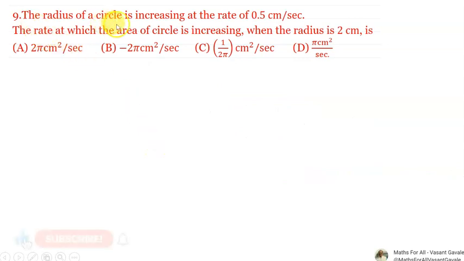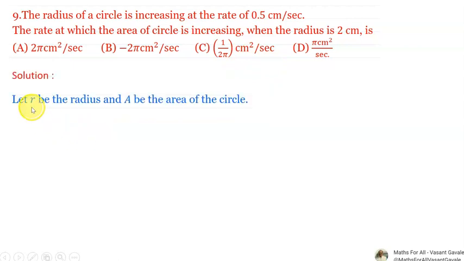The radius of a circle is increasing at the rate of 0.5 centimeter per second. The rate at which the area of the circle is increasing when the radius is 2 centimeter is: A, 2 pi centimeter square per second; B, minus 2 pi centimeter square per second; C, 1 upon 2 pi centimeter square per second; and D, pi centimeter square per second.